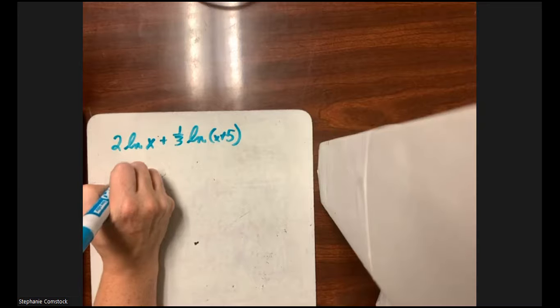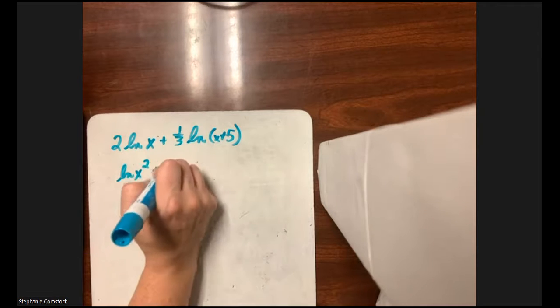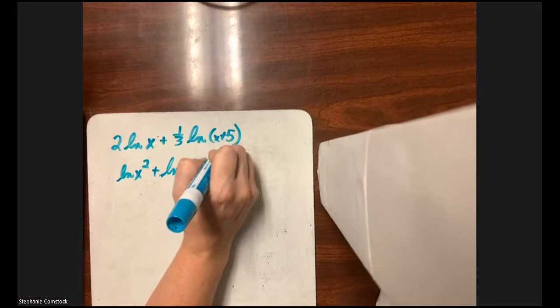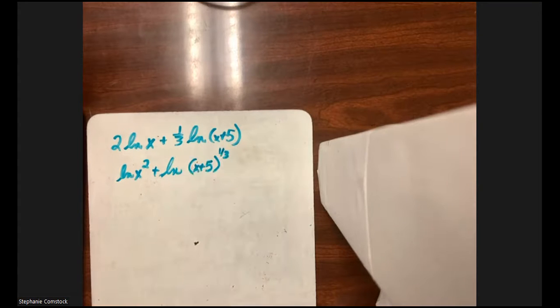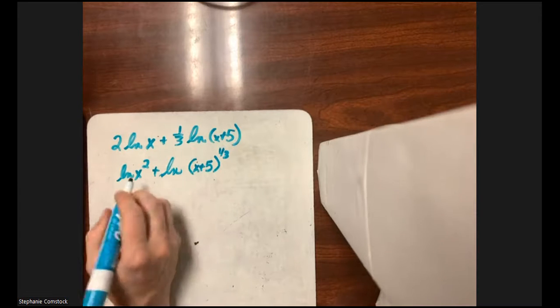So I'm going to take the 2 back up. So that is now x squared. And I'm going to take that 1/3 back up so that it's there. Okay. So now, do I have log plus log? The answer is yes. So I can now bring this back together.